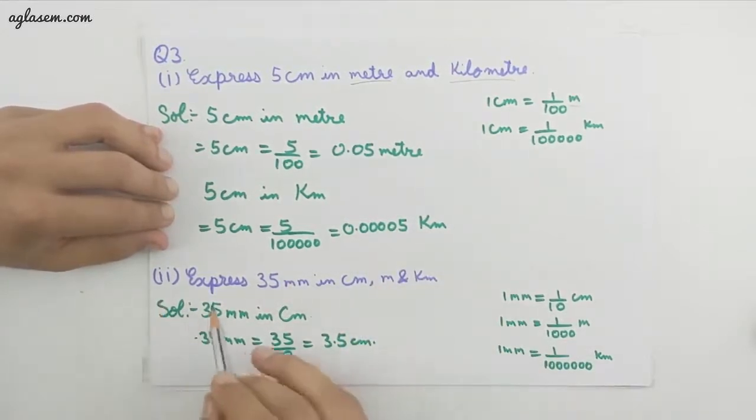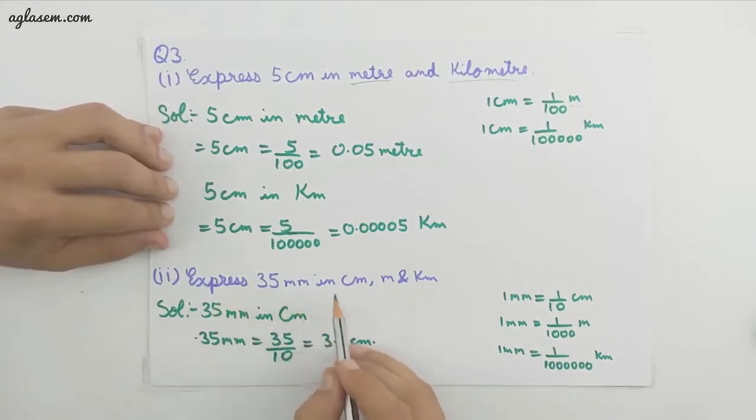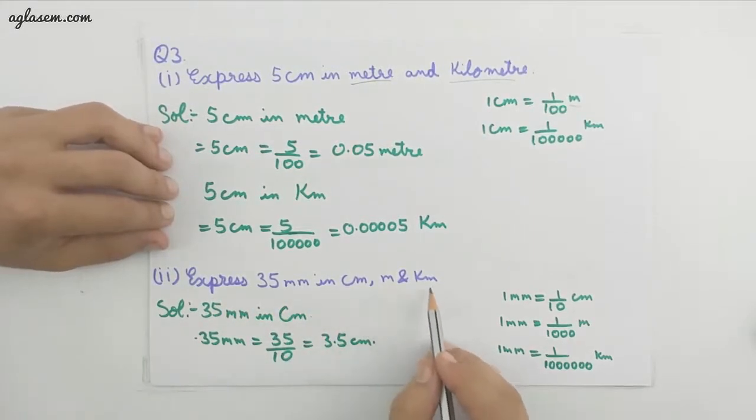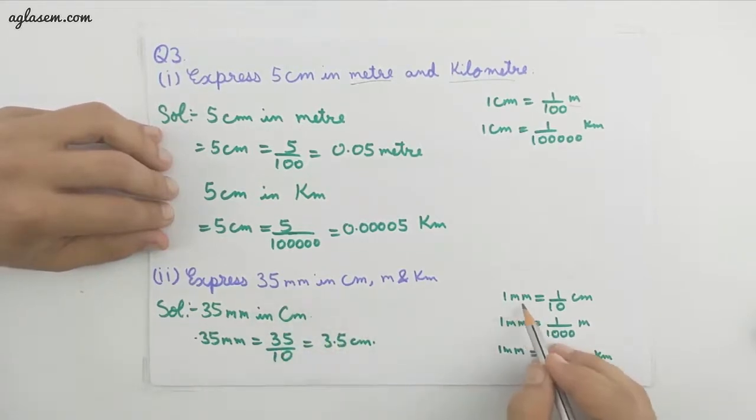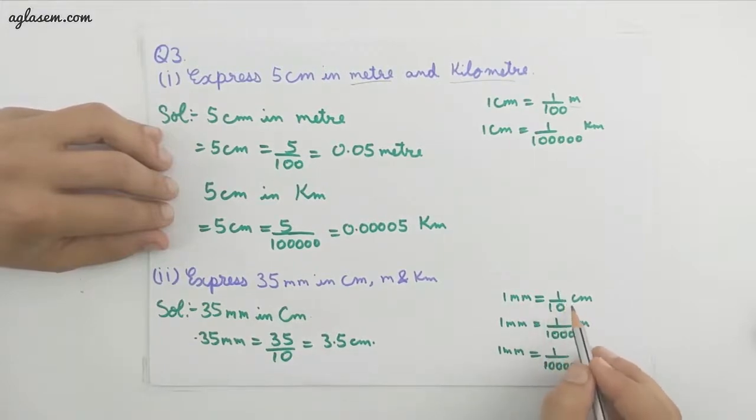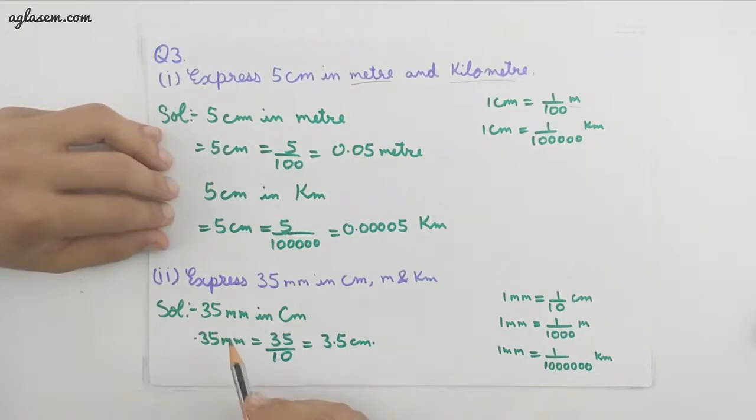Let's move to the second part, which is express 35 millimeter into centimeter, meter and kilometer. Millimeter is smaller than centimeter. So 1 millimeter is 1 upon 10 centimeter, and 1 millimeter in terms of meters will be 1 upon 1000, and in kilometers 1 millimeter will be 1 upon 10 lakh kilometers. So let's solve. First we will change 35 millimeter into centimeter. 35 millimeter upon 10 will be 3.5 centimeter.